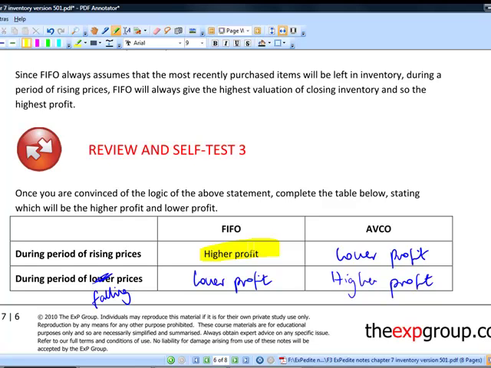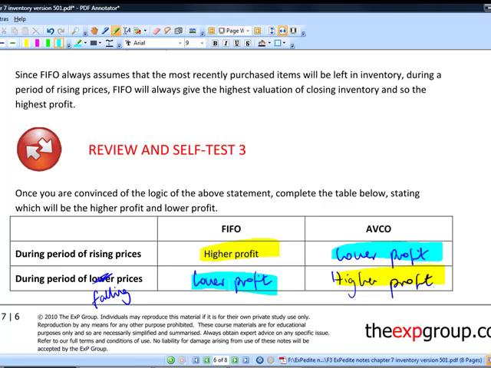Okay, well, the most likely one I think is FIFO, basically saying the effect of inflation will be to give you a higher profit if you've got rising prices, and then note the fact that these two things I mentioned don't sit next to each other. Once you've got the first one, you can fill in the rest of the table.